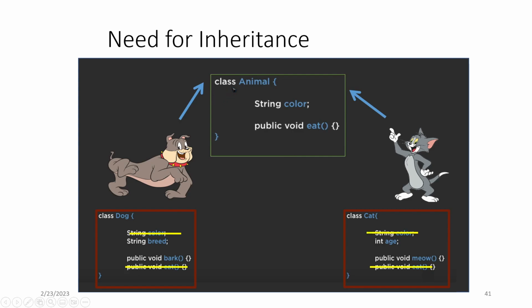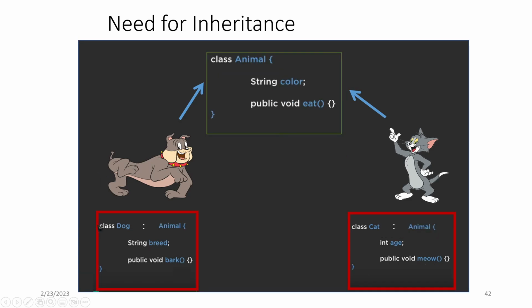So we can simply create a class Animal, and then we can put color and eat here. Then in order to share the functionality of color and eat, we have to use this term. So class Dog extends Animal, or class Dog is a subclass of the Animal superclass here. By doing this, we don't have to put color and eat in both the dog and cat class.